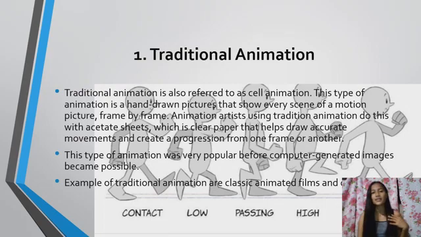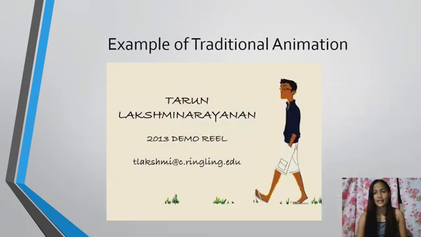So the examples of this traditional animation are classic animated films and cartoons. So when we say traditional animation, ito po yung manu-manong paggawa ng paggalaw ng object. Kumbaga, i-draw mo talaga figure by figure para mapagalaw yung movement ng object to make it move. The next one is, this is the example.